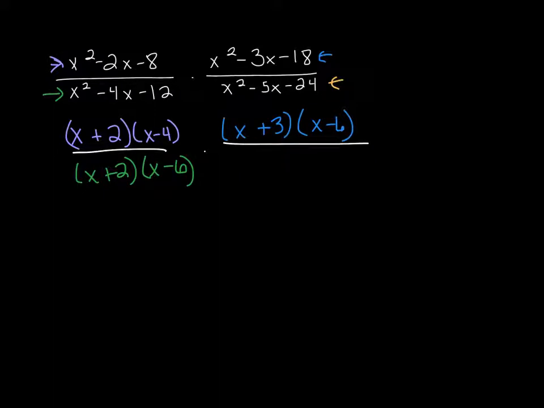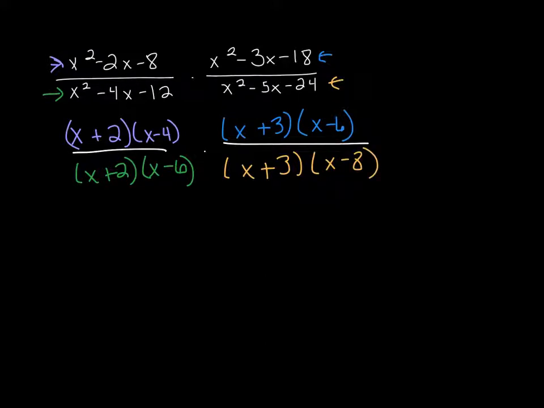Now a times c is negative 24. So the signs are still different. Larger number still negative. 1 times negative 24 does not work. 2 times negative 12 does not work. 3 times negative 8 gives me negative 5 when I add them, so that works. So x plus 3 and x minus 8.